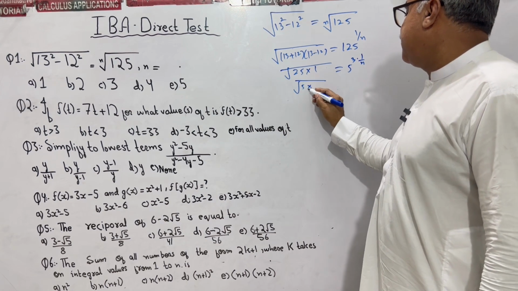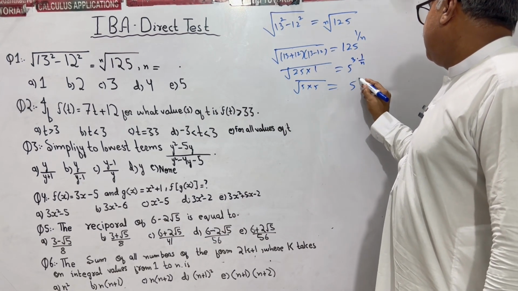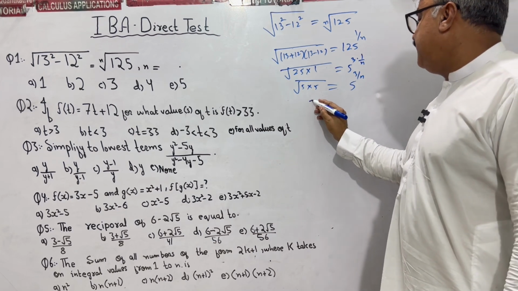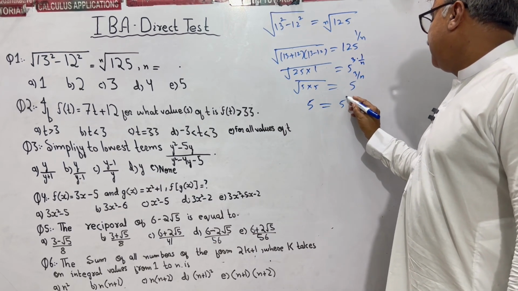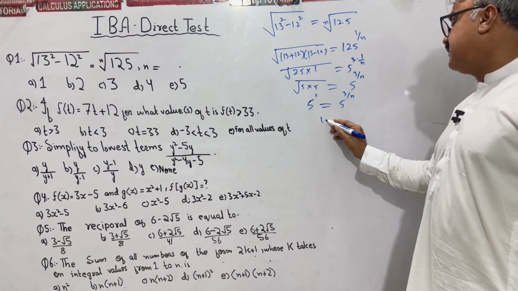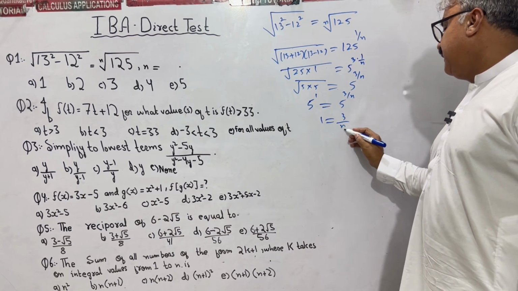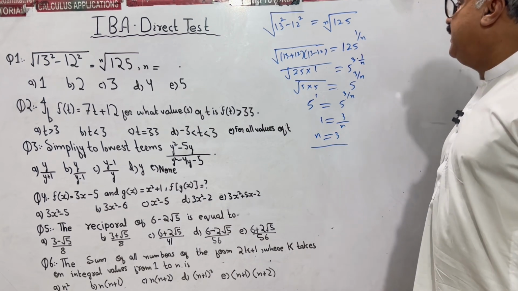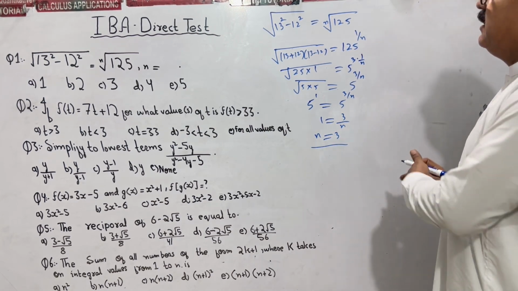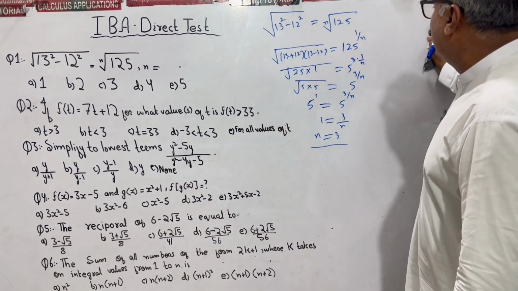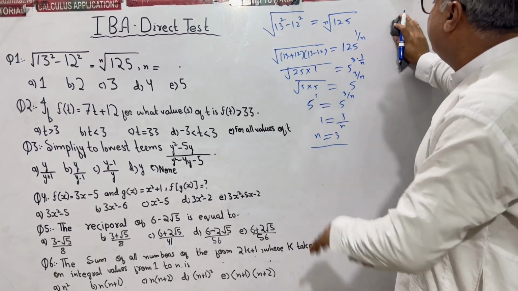Let me write it simply: 5 raised to 3 over n. 5 squared means only 5 at the base. Bases are equal, therefore powers are equal. 1 is equal to 3 over n. Or switch n here, n is equal to 3. Not a simple strategy? By factorizing the difference of two squares, or you can multiply 169 minus 144, whatever the case is, you are going to arrive at the same result.